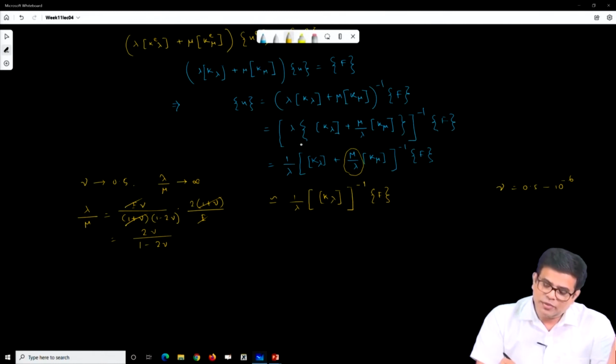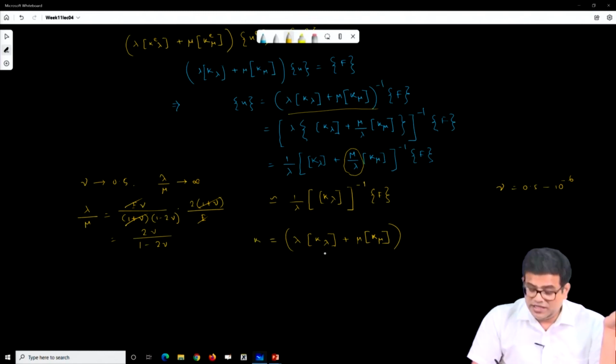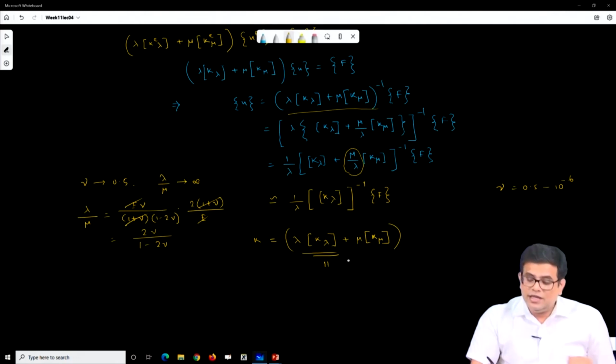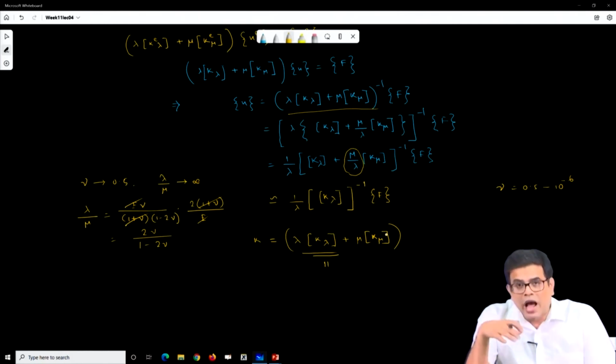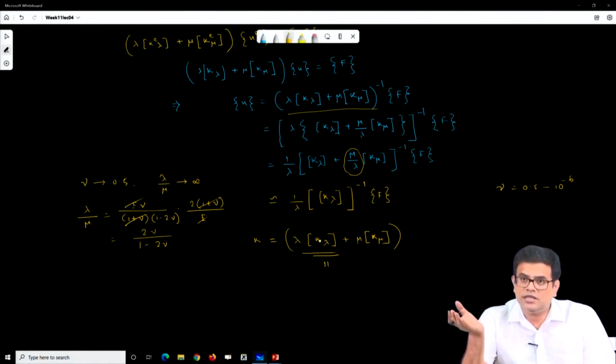And naturally, in this expression, lambda k lambda plus mu k mu is this quantity. This is my stiffness matrix. So, if I can suppress this contribution, then my deformation will be based on this. In other words, or in another way of thinking about this, when the lambda by mu ratio is very large essentially.